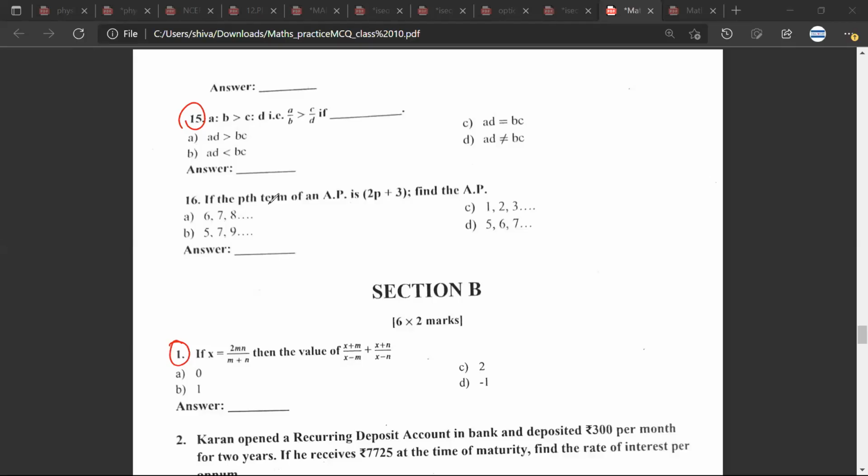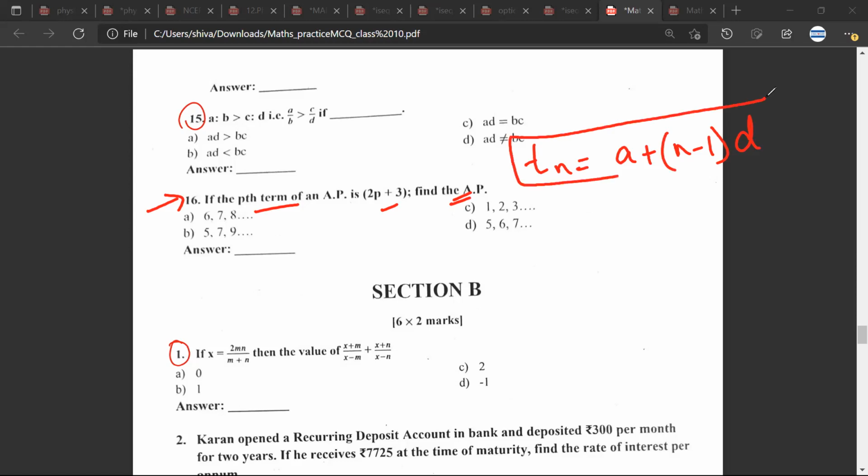Question number 16. If the pth term of an AP is this, find the AP. How should we do this? So we just insert the value of 1 in the place of P. And the first term that we would get is 5. So it could either be B or D. And then if we enter 2, the second value would be 7. So B would be the correct answer.